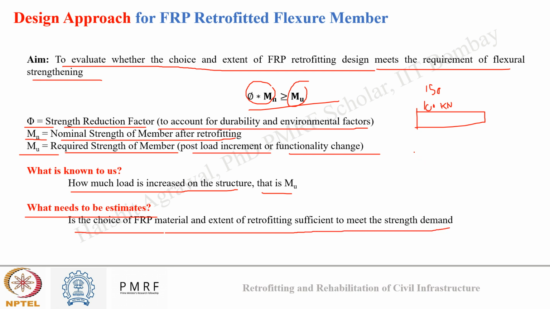So suppose we have chosen a particular FRP. Now we need to check whether that particular FRP that we have chosen is sufficient or not. And for that we need to determine the Mn value.